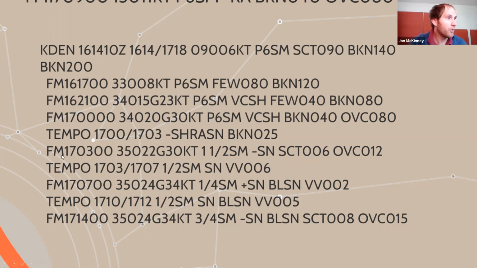If we keep moving forward, the next says 17th day, 3 Zulu until 17th day, 7 Zulu. So that'll be a 4-hour window. During that window, the forecast is 350 true winds, 22 gusting 30 knots, 1 1/2 statute miles visibility, light snow, scattered 600 AGL, overcast 1,200 AGL. However, we have a temporary between 3 Zulu and 7 Zulu on the 17th, where conditions deteriorate to 1/2 statute mile visibility, snow, vertical visibility 600.